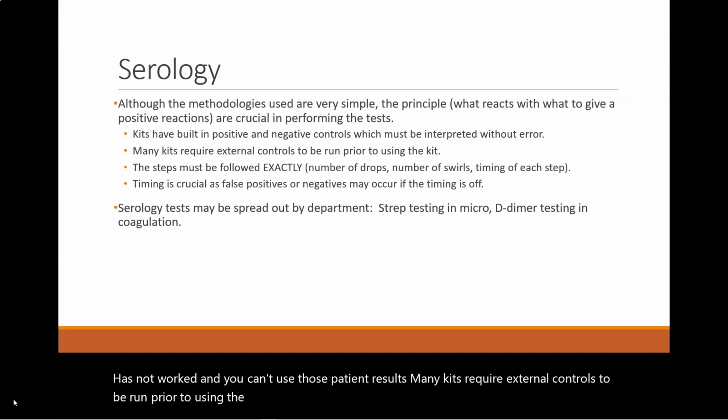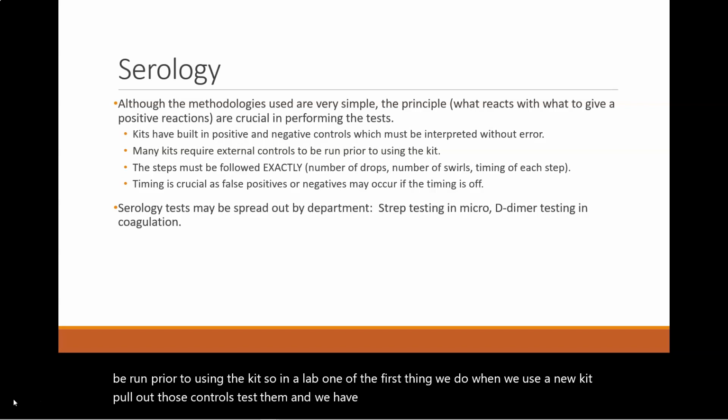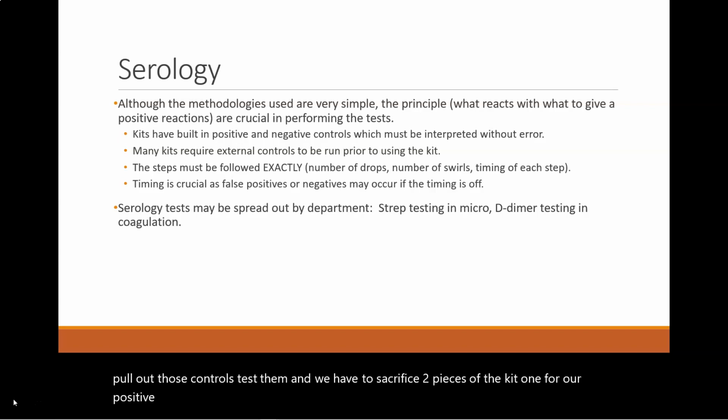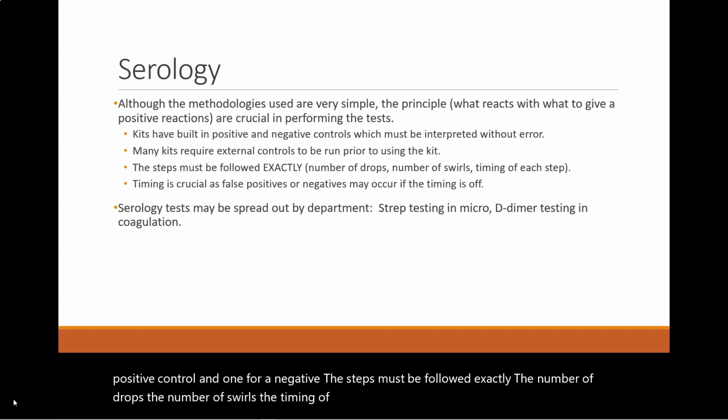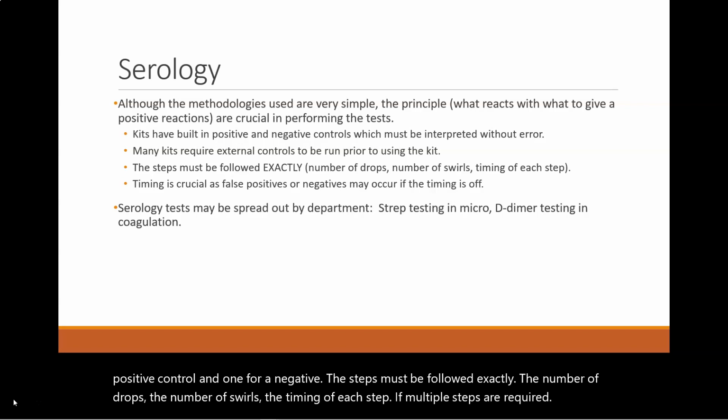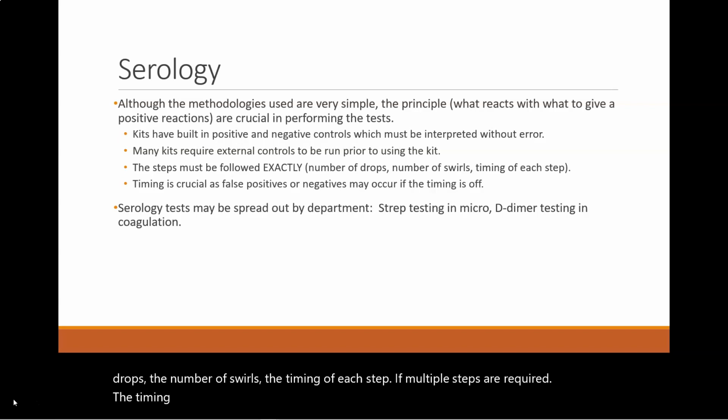So in a lab, one of the first things we do when we use a new kit, pull out those controls, test them, and we have to sacrifice two pieces of the kit, one for our positive control and one for a negative. The steps must be followed exactly. The number of drops, the number of swirls, the timing of each step, if multiple steps are required. The timing is crucial, as false positives or negatives may occur if the timing is off.